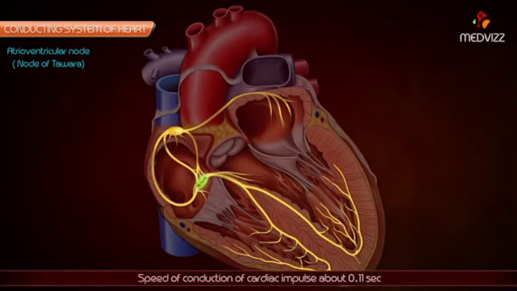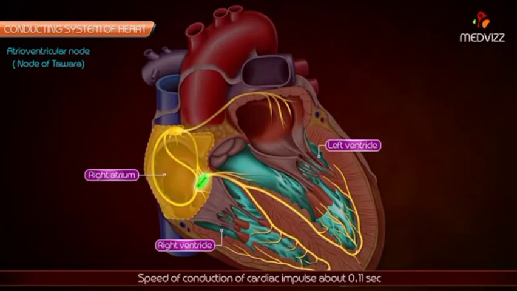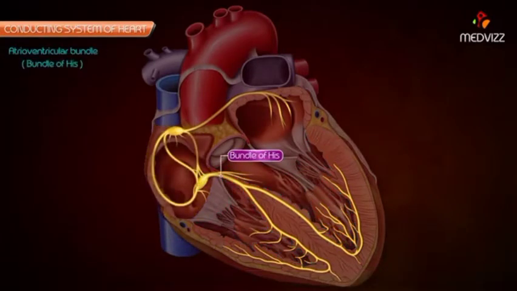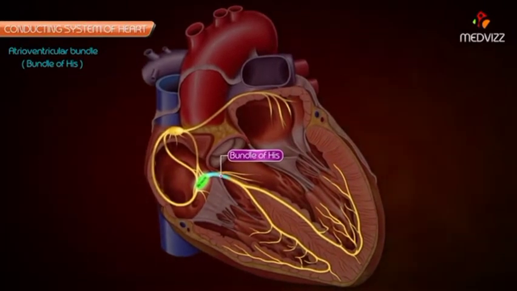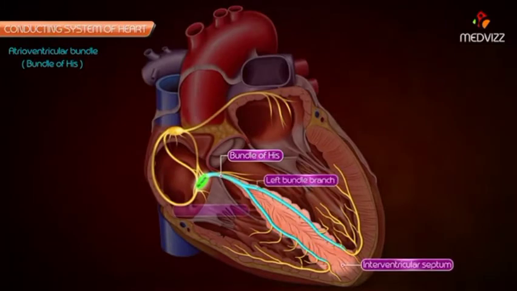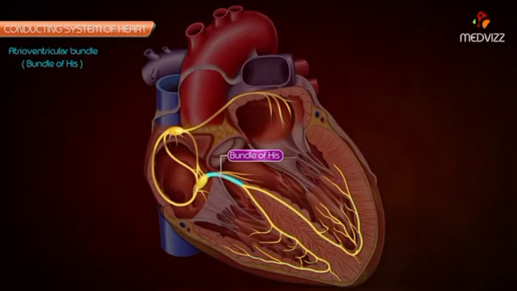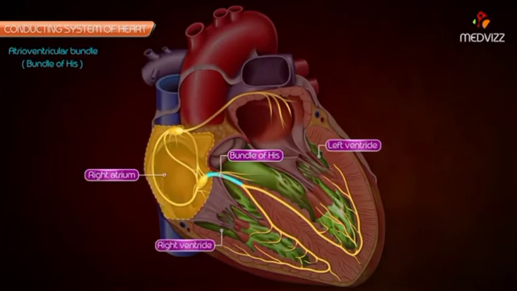The speed of conduction of cardiac impulse, which is about 0.11 seconds, provides sufficient time to the atria to empty their blood into the ventricle before ventricles start contracting. Atrioventricular bundle. It begins from the AV node, crosses the AV ring, and runs along the inferior part of the membranous part of the interventricular septum, where it divides into the left and right branches. Since the skeleton, which is a fibrous framework of the heart, separates the muscles of atria from the muscles of the ventricles, the bundle of His is the only means of conducting impulses from the atria to the ventricles.